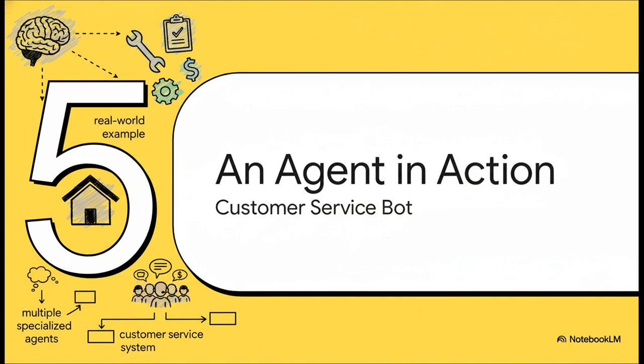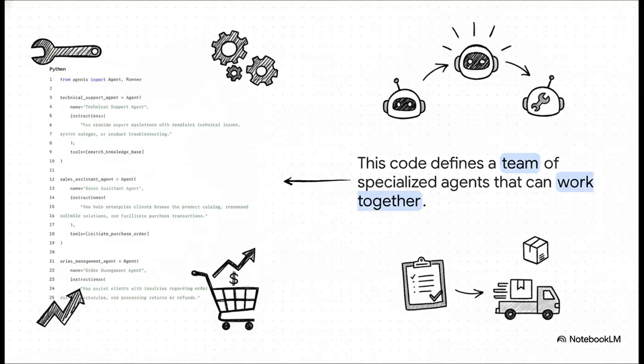We have the brain, the tools, and the instructions. What does this look like in a real-world example? Let's check out the blueprint for a customer service system that uses multiple specialized agents. Now here, we're not just building one agent, we're building a whole team. You can see the definitions right here for a technical support agent, a sales assistant, and an order manager. Each one gets a crystal clear one-sentence mission. And an orchestrator agent, which isn't shown here, would act as the manager, routing customer questions to the right specialist. This is the blueprint in action.